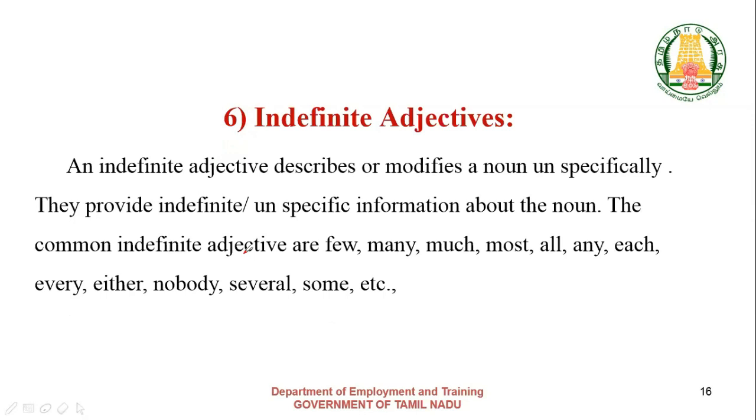The next one is indefinite adjectives. The meaning for the term indefinite: definite is nothing but sure. We are sure about something, that is called definite, but indefinite is we are not particular about anything. We are not sure about its counting or its size. So indefinite adjectives describe or modify a noun unspecifically, they provide unspecific information about the noun.